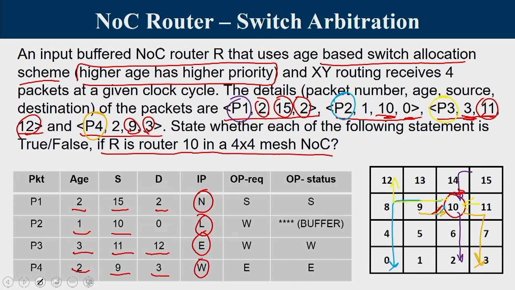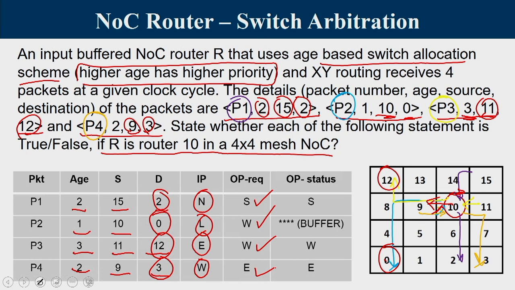Now when you apply XY routing at router 10, if you have a packet looking for destination 2, then south is going to be its output port. Now in 10, if you want to go to 0, 0 is here, but if you apply XY routing, first I have to travel in the x direction. So west is what I want. Similarly, if I want to go to 12, that also will be possible only by traveling westward. So travel to 0 and travel to 12, from 10, are both westward movements as per XY routing. And for the last packet P4, destination is 3, and to reach 3, I have to take an eastward movement.